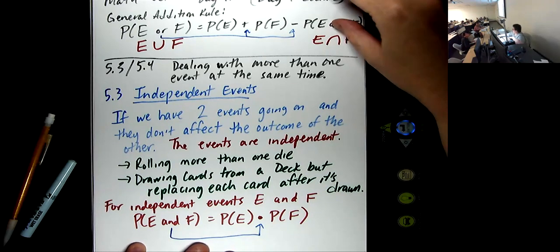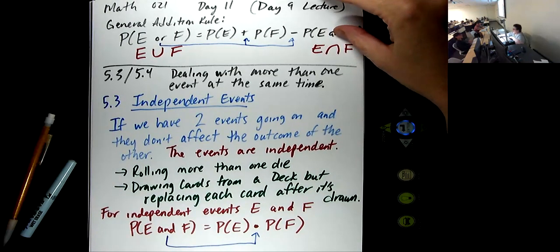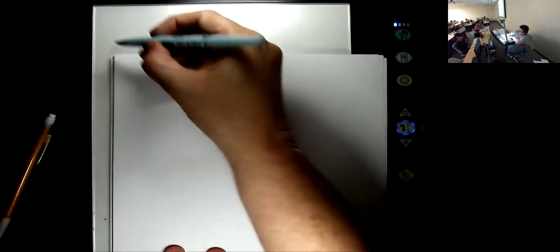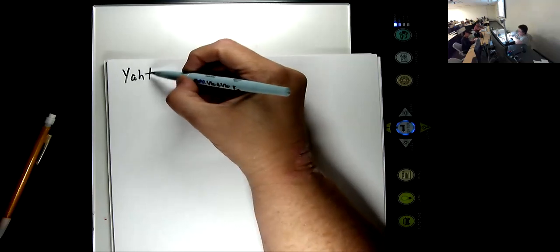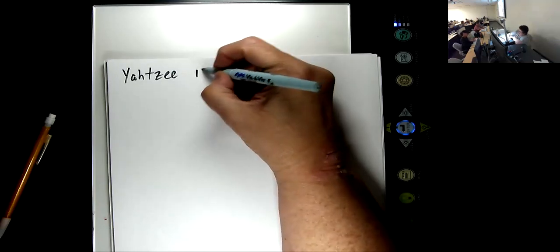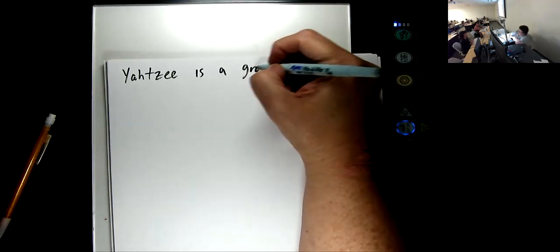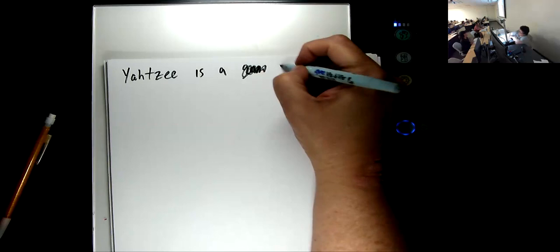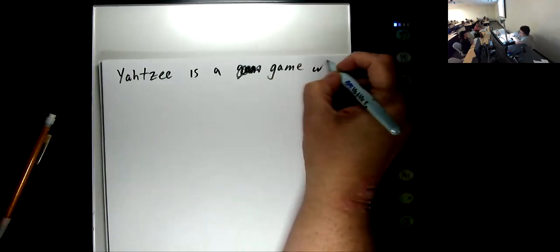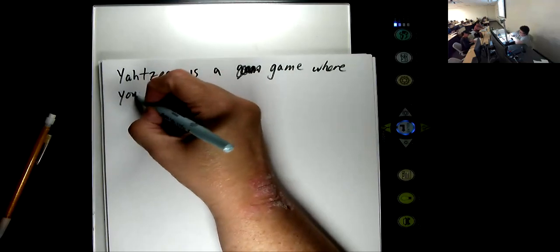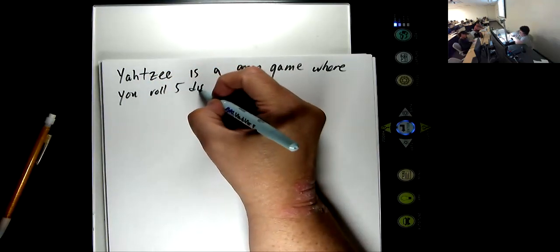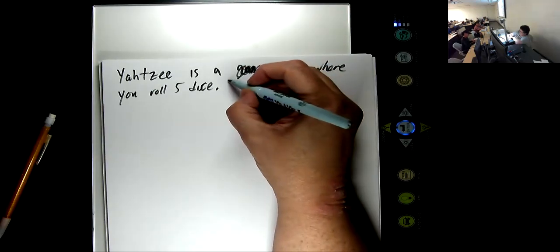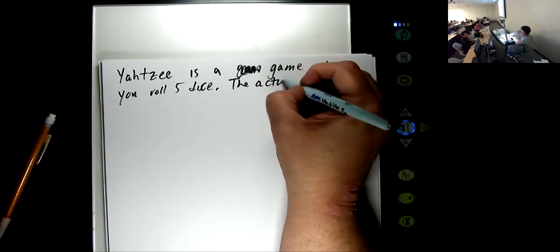Okay, you guys ready for an example? Has anyone not played Yahtzee? Okay, so this is how Yahtzee is played. Yahtzee is a perfect example for this, because we got a lot of independent events going on here. Yahtzee is a game where you roll 5 dice. The actual Yahtzee is getting 5 of a kind.